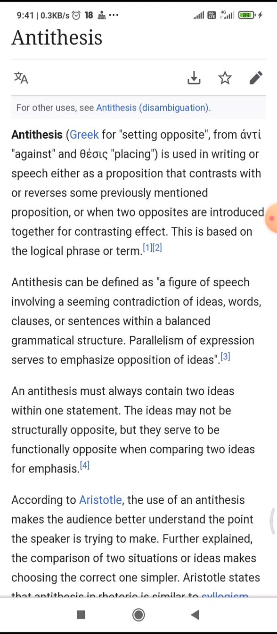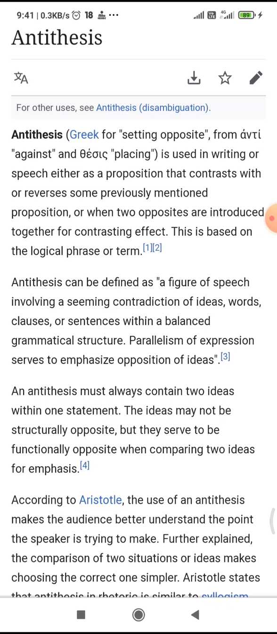So, it can be in various forms: in ideas, in words, in clauses, or in sentences within a balanced grammatical structure. Parallelism of expression serves to emphasize the opposition of ideas. An antithesis must always contain two ideas within one statement. The ideas may not be structurally opposite, but they serve to be functionally opposite when comparing two ideas for emphasis.